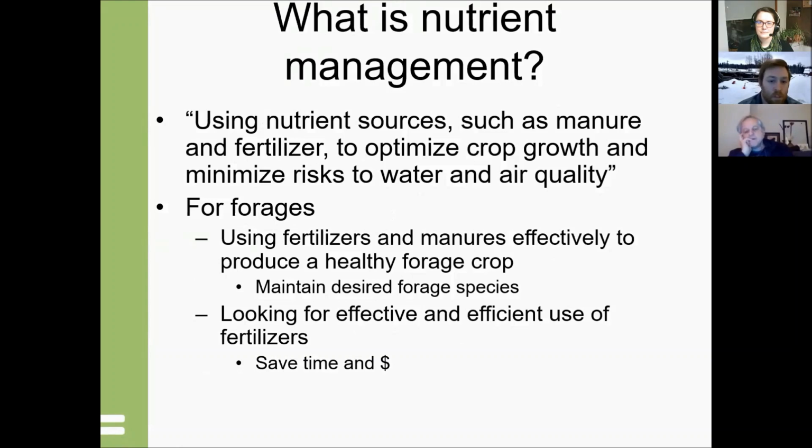But not only producing a healthy crop, but also maintaining the desired forage species that we want, because our nutrient management does affect the mixture out in our fields. And we're also looking for effective use of fertilizer and an efficient use as well, so that you're getting the most bang for your buck, and you're also saving yourself time and money.